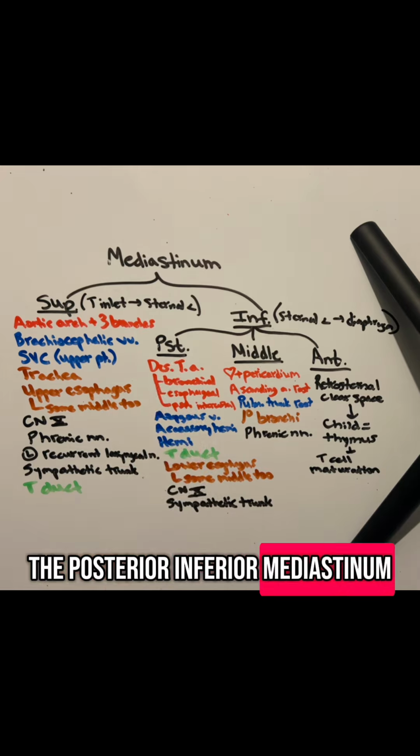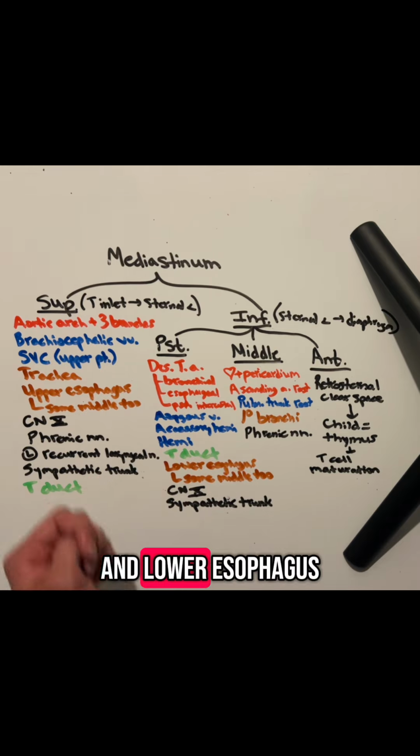The lower esophagus is also found in the posterior inferior mediastinum, just as we said earlier, as well as some of the middle esophagus too, because that middle is the mix between the upper and lower esophagus.